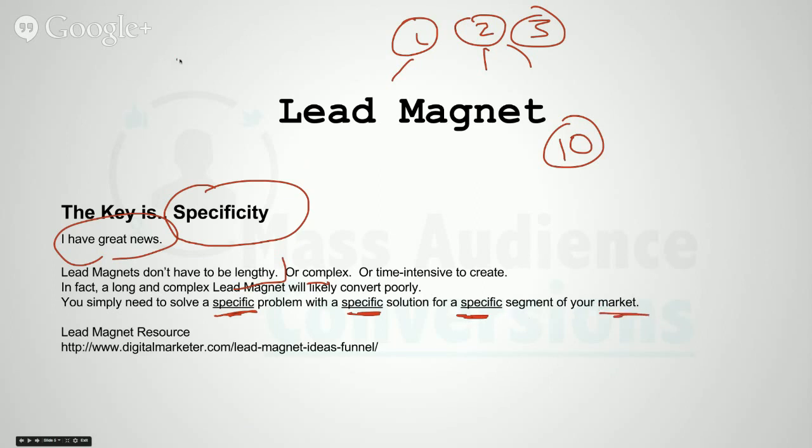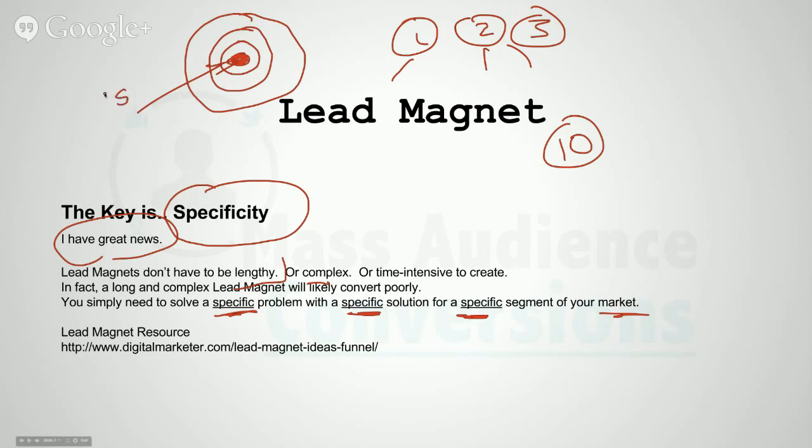Remember last week we were talking about target marketing and identifying a group of people that have an issue that you can solve with your product or service. And then inside of that target audience, really drilling down to find the most specific targeted group of people whose issue your product or service solves. So once you know that problem, then your lead magnet is a simple, quick, and easy solution for them to solve a specific problem.